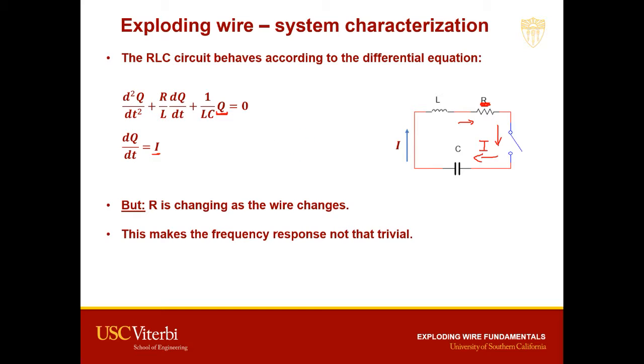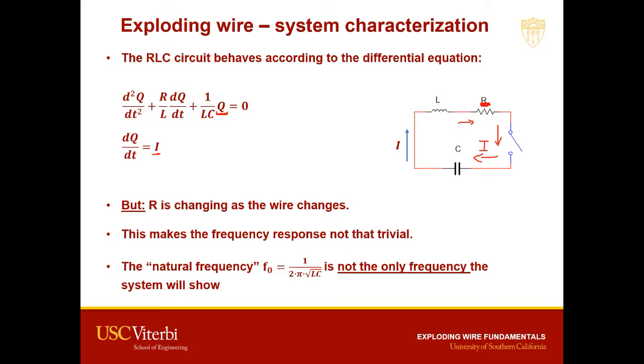And how does it do that? The frequency response is not that trivial. The natural frequency of the system, which is very easily calculable by this relationship here, is not going to be the only frequency that is shown in the system, because the natural frequency is basically dominated by this term here, which is the second-order term. On the other hand, we have this first-order term, which is the damping term. And as R increases, this R over L term increases and becomes dominant.